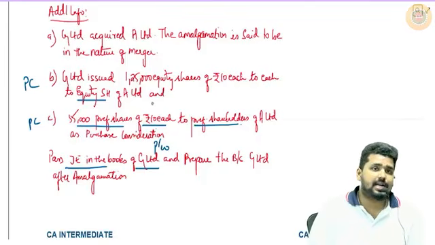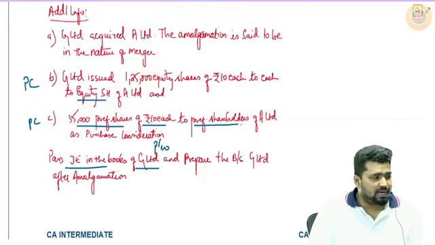Listen. What is the first journal entry? Business merger account debit to liquidator of vendor company. Here the vendor company is called as what Limited?